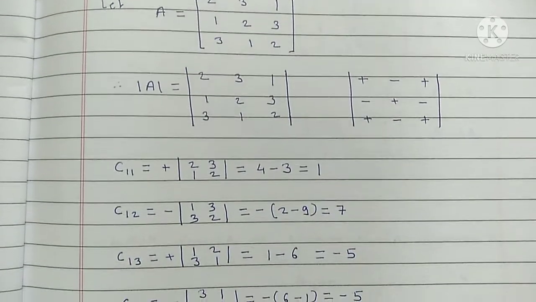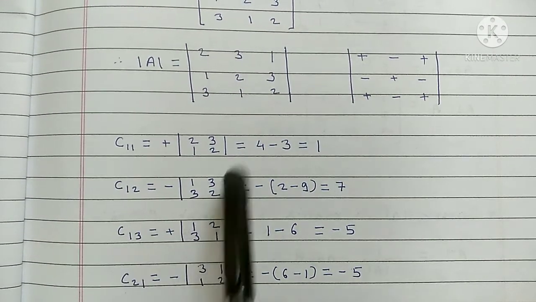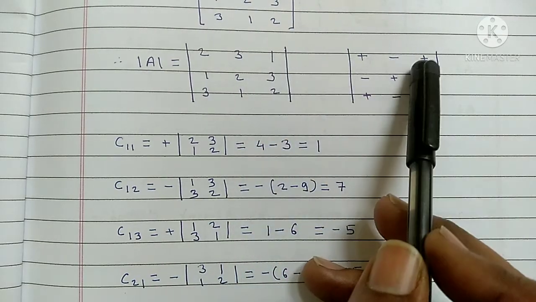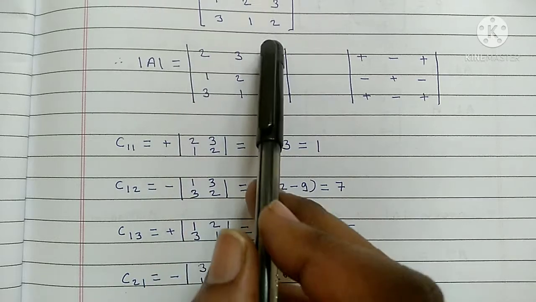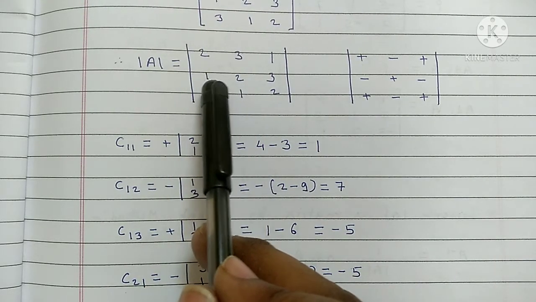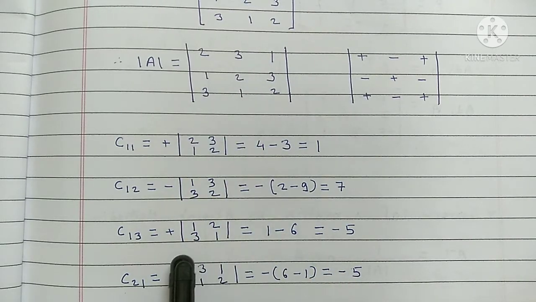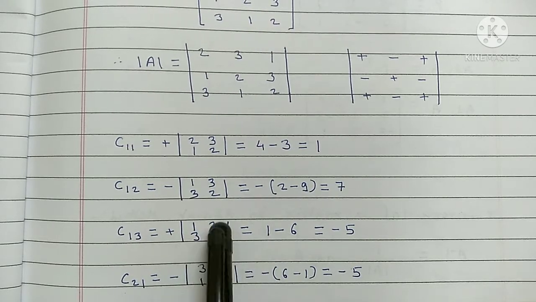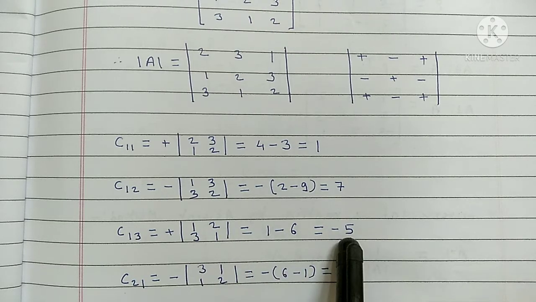Then next is C13. C13 means this element's corresponding sign is plus. So plus, it is in first row, third column. So delete first row, third column. So remaining elements are 1, 2, 3, 1. So determinant of 1, 2, 3, 1: 1 into 1, 1, minus 3 into 2, 6. So 1 minus 6 is equal to minus 1.